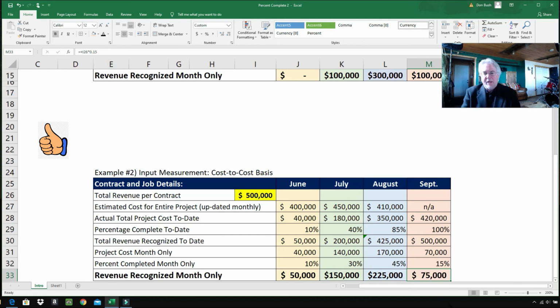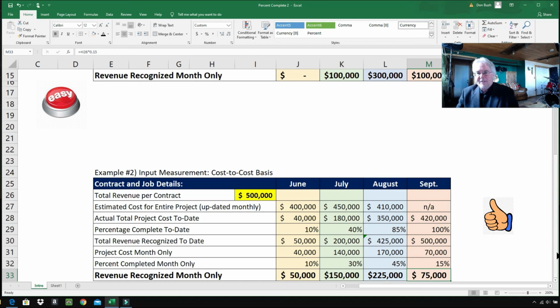So there you go. Now, just like the example up above, it's a good idea to check your work. Make sure that percent complete month only, make sure this 10% and the 30% and the 45% and the 15%, make sure it adds up to 100%. In fact, we ought to double check here. 10 and 30 is 40, plus another 45 is 85, plus 15, that's 100%. And then the revenue recognized for the month only, it's good to add across horizontally and make sure it adds up to 500,000, and I think it does. There's 300,000 and another 200,000. It does. It adds up. So you want to double check that. Don't go on without double checking that.